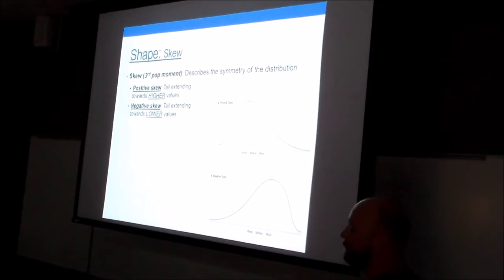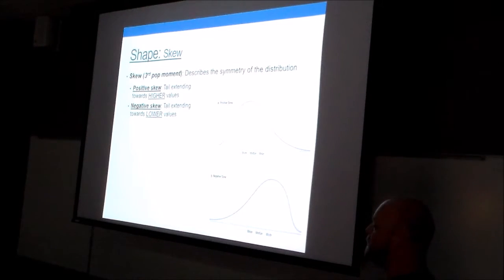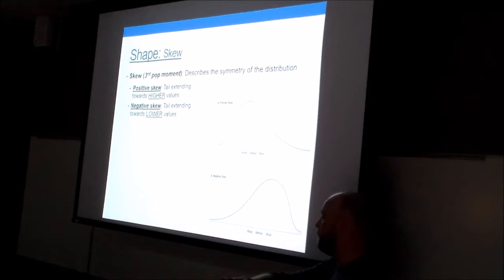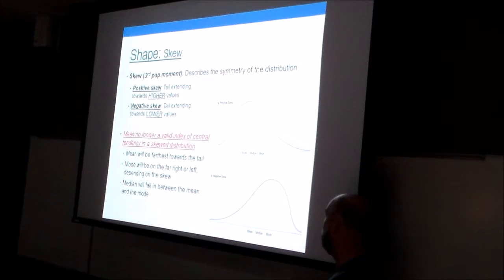Then we have skew. Skew is our third population moment. This is the third characteristic mathematically that we use to describe the shape of a distribution. It describes the symmetry of the distribution of scores. Positive skew, tail extending towards higher values. Negative skew, tail pushing out towards the lower negative values.